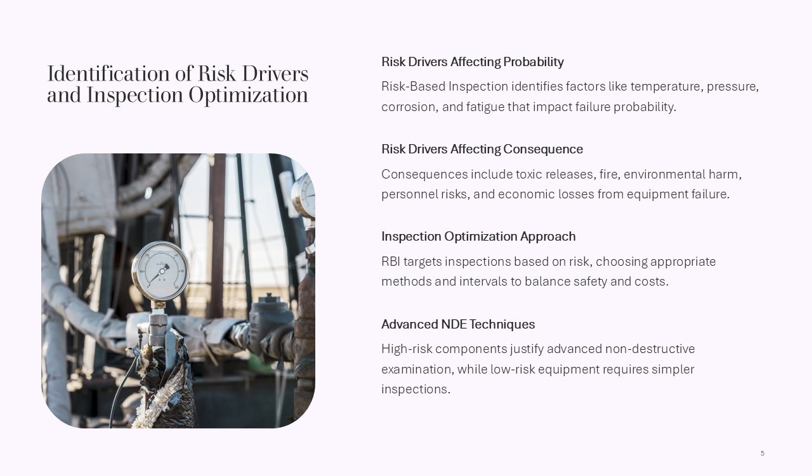Inspection optimization involves selecting inspection methods that are effective for the anticipated damage mechanisms, determining appropriate inspection locations, and establishing inspection intervals that balance risk reduction with cost and practicality. Rather than increasing inspection frequency indiscriminately, RBI focuses on inspections that meaningfully reduce uncertainty and improve knowledge of equipment condition.